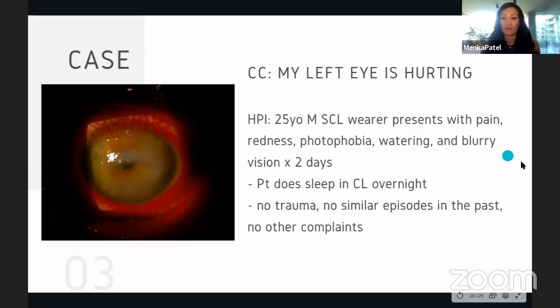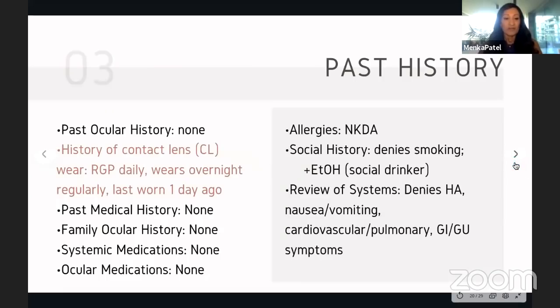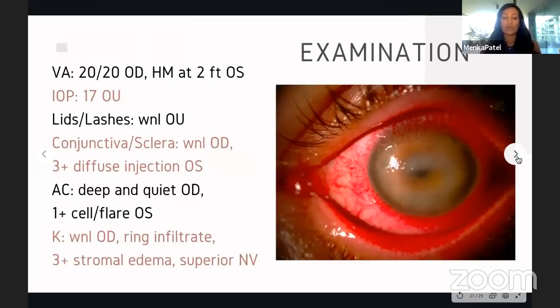We look at his past medical history. You can see here that we're really going to highlight that he is a contact lens wearer. He does wear them overnight. He last wore them a day ago. No other relevant history here. Whenever you're managing patients with contact lenses, you always want to ask them about their hygiene. So you want to ask them, when was the last time they wore their lenses?